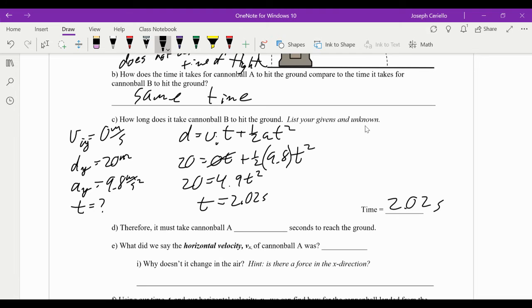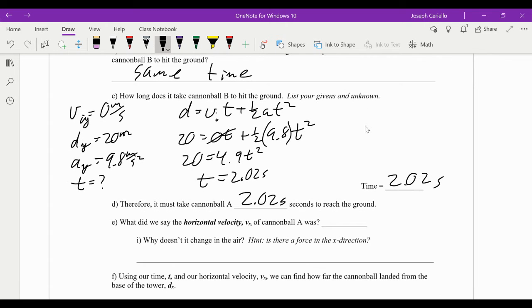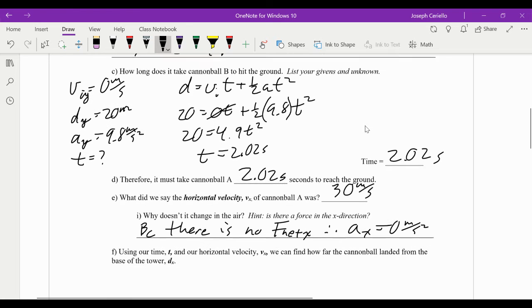Therefore, cannonball A takes the same amount of time, right? 2.02 seconds. So finding the time of flight of cannonball A is identical to finding the time of flight of cannonball B. What did we say the horizontal velocity of cannonball A was? We said it was 30 meters per second. Why doesn't it change in the air? So why is it 30 meters per second the whole time it's in the air? Well, hint, is there a force in the x direction? No, because there is no F net x. Therefore, a_x equals 0. So the velocity is constant.